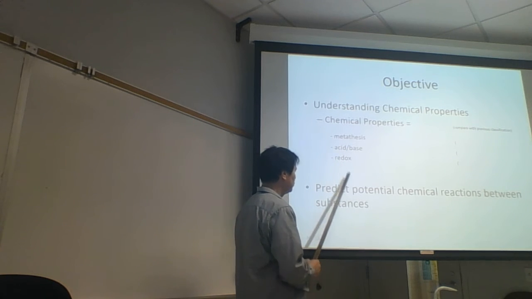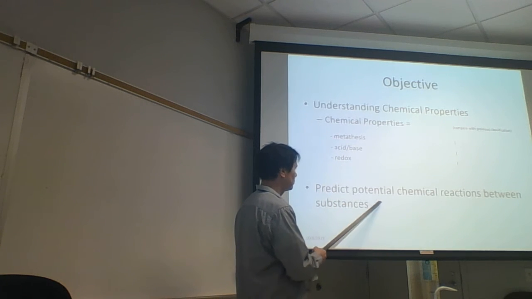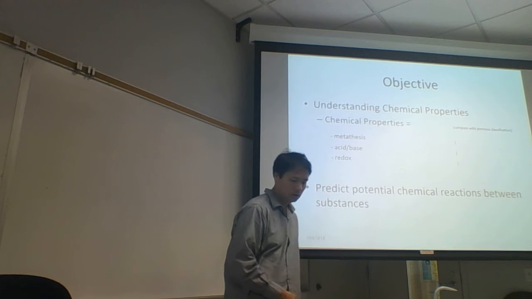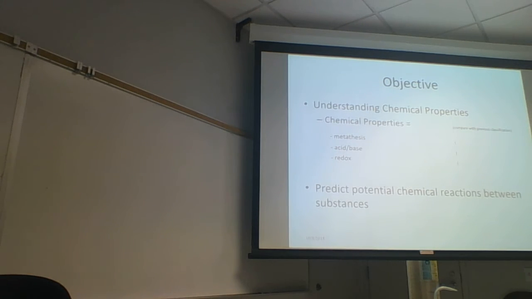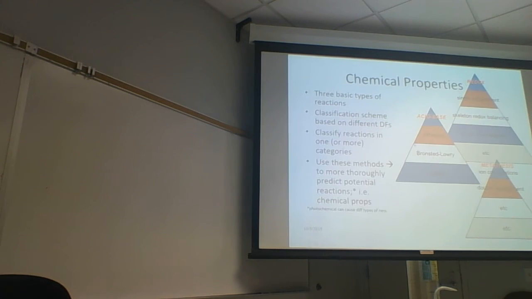And so what we want to do with these three basic types of reactions is just predict potential products that could form from these three types. The easiest way to learn this stuff is just to do a bunch of examples, so I assigned a bunch of examples for homework. But what we don't want to do is this.